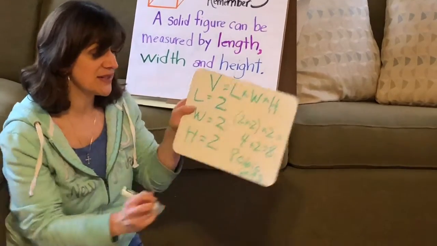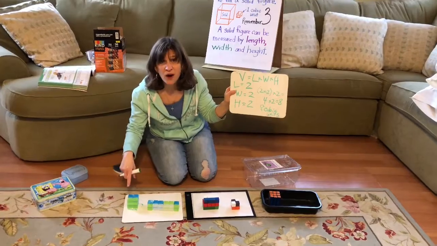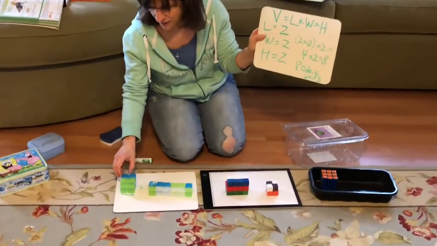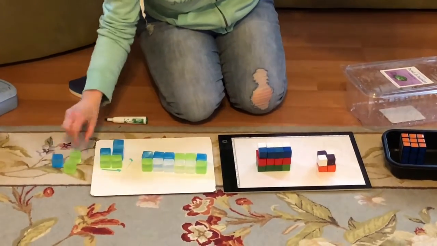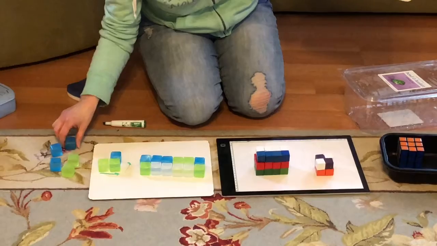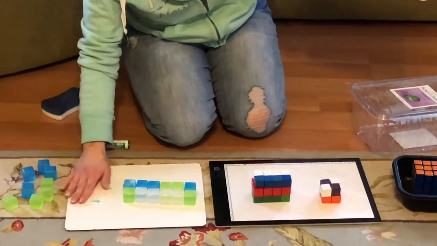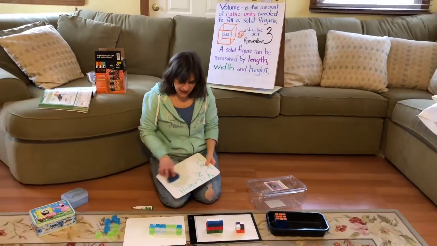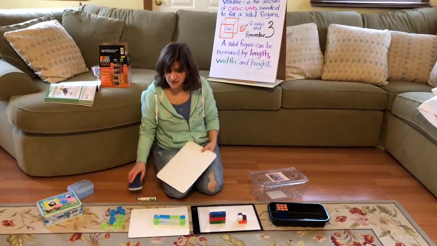Now, there is another way that I can find that out. I could actually pull this apart and count to see if there's 8 cubic units. Let's see if it works. 1, 2, 3, 4, 5, 6, 7, 8. So it worked. That's how you're going to practice and understand the concept of volume, because volume takes up space.